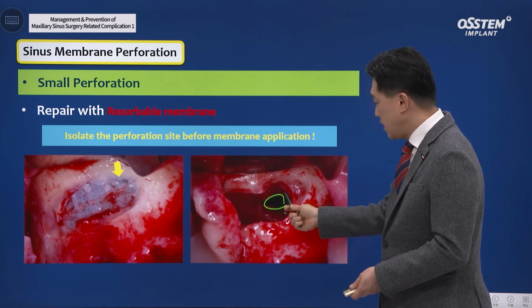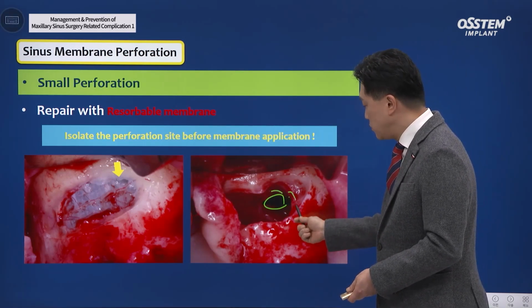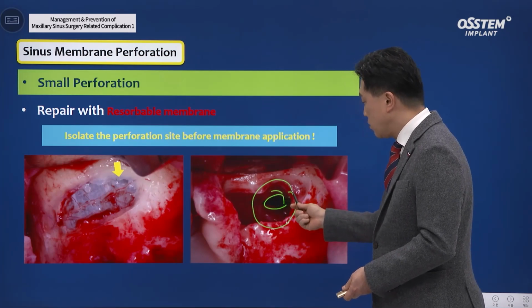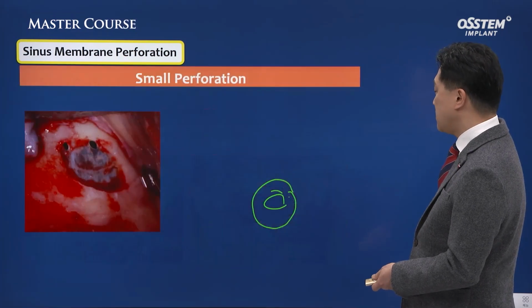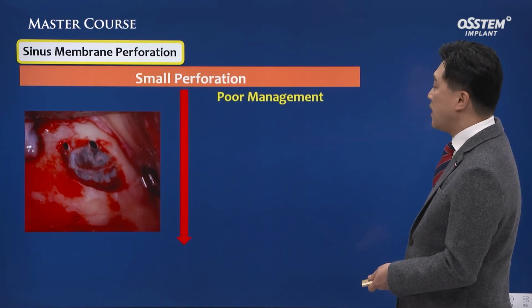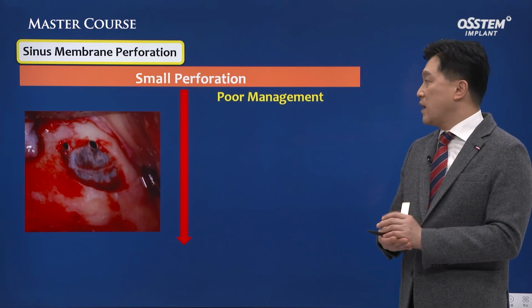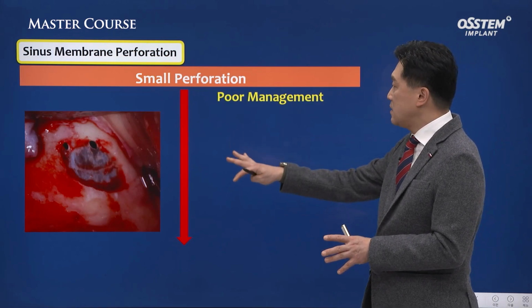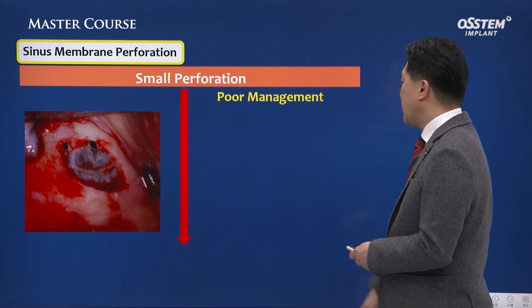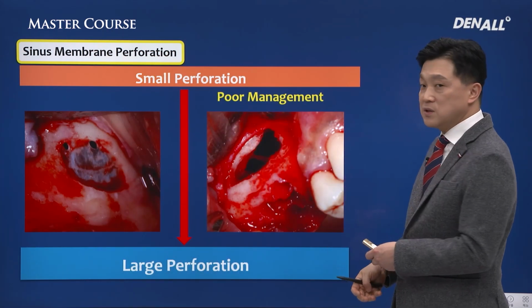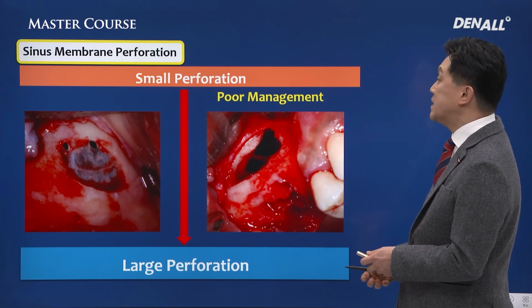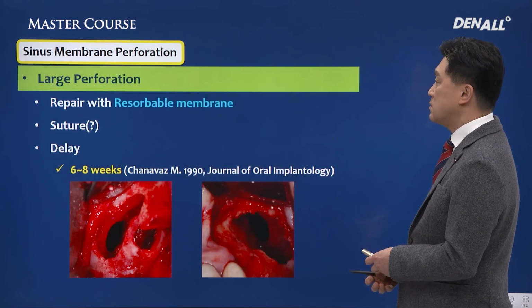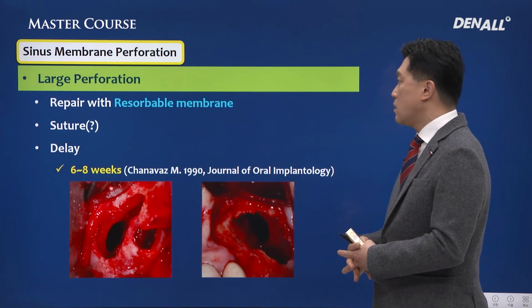As shown, there's perforation. You can see that it's not attached to bone and it's fully elevated, so you can start repair work. However, we need to approach it cautiously. When there is small perforation as shown, if you manage it wrong, then it can advance into large perforation. This can occur very frequently, so we need to pay a lot of attention.